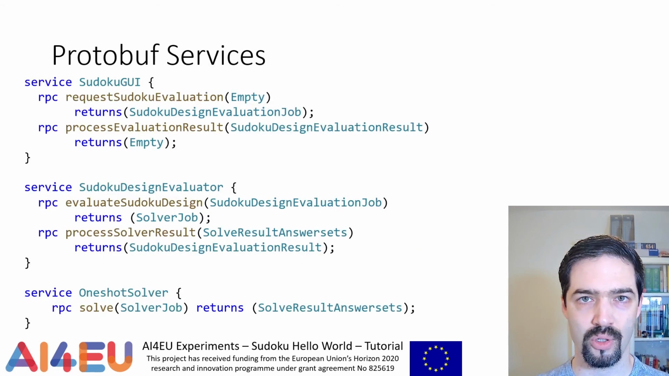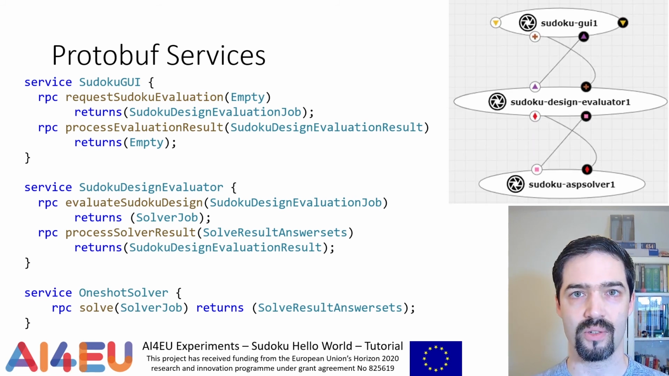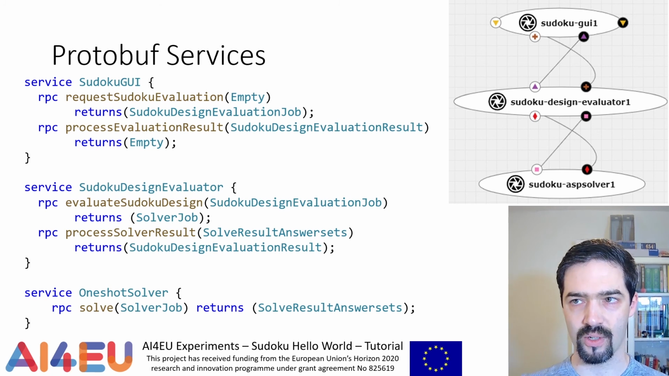How does this look in the protobuf syntax? The AI for You experiments platform uses protobuf to define the interfaces. Here we see the graphical user interface service with 2 RPC calls, request Sudoku evaluation with an empty input and Sudoku design evaluation job output. Then the process evaluation result service, which is at the end of the pipeline. The design evaluator is a separate service with 2 RPC calls, and the ASP solver is one service with 1 RPC call. If we assemble this solution, I will show this later in detail, it looks like that.